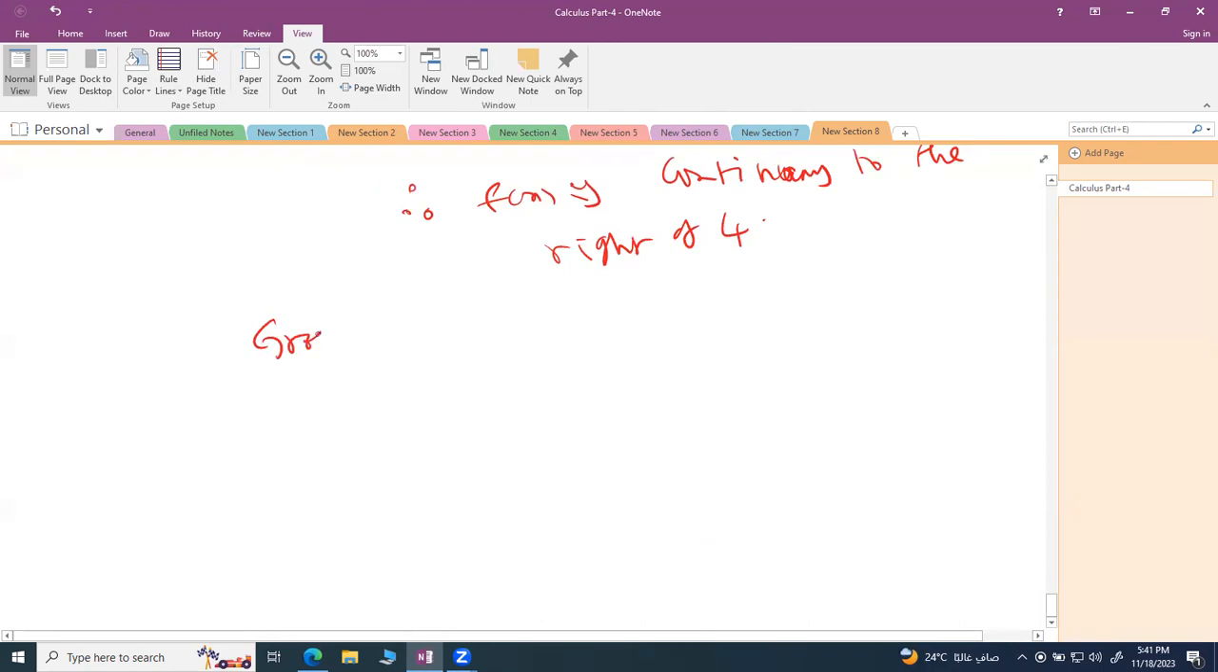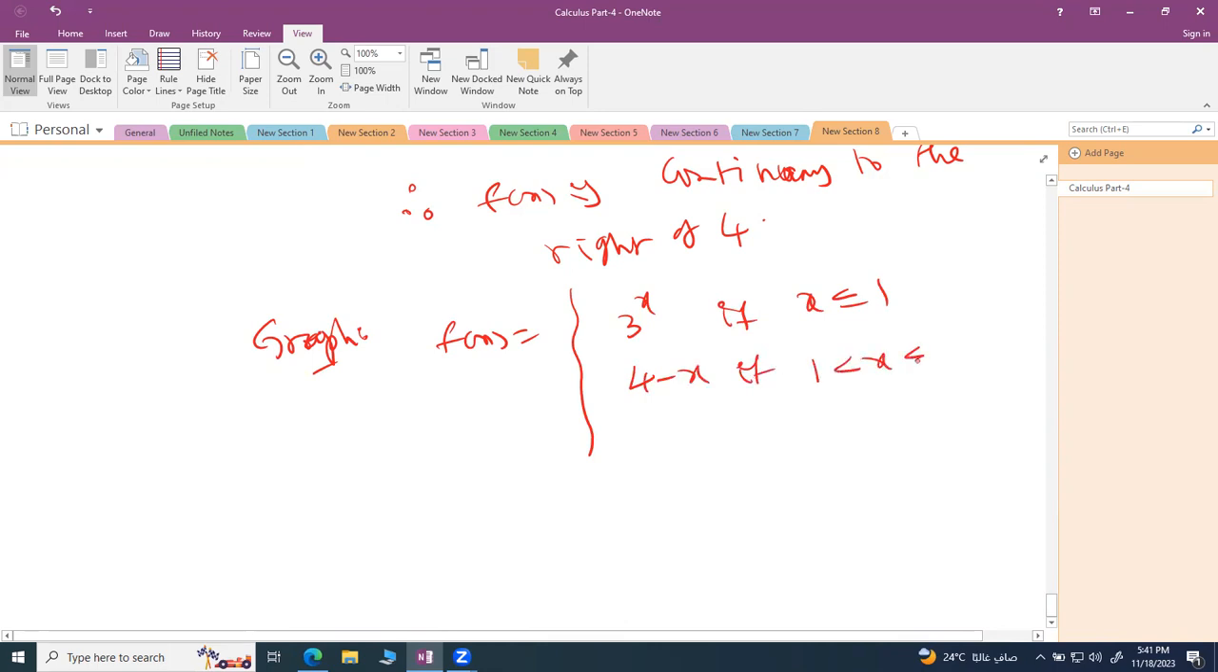Graph f of x equal to 3 power x if x less than or equal to 1, 4 minus x if 1 less than x less than or equal to 4, x square if x more than 4.